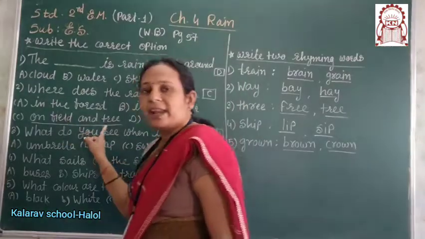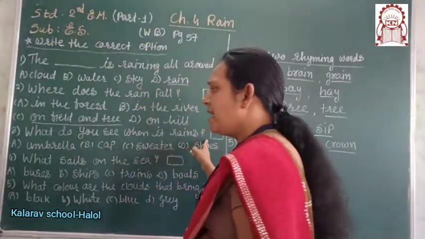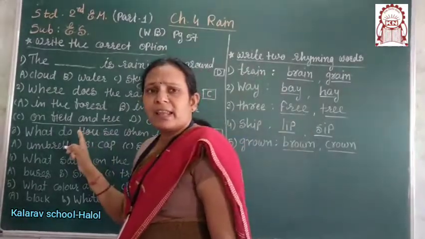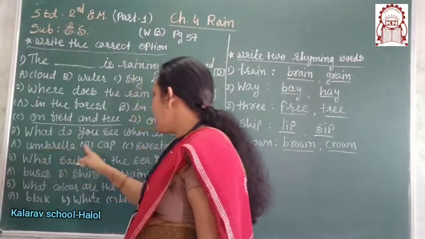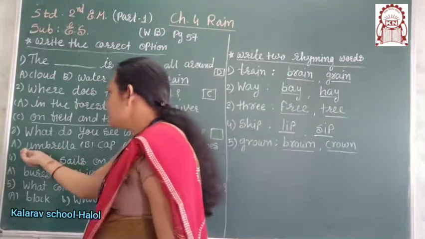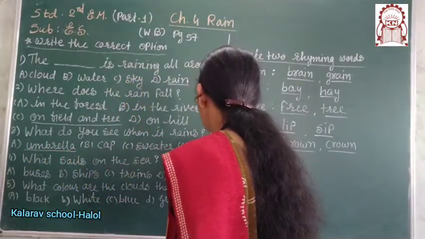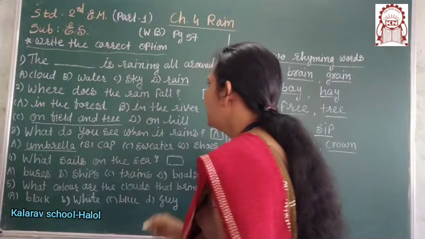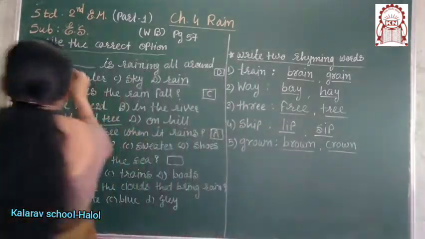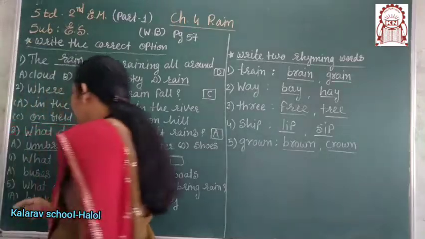Where does the rain fall? On the field and on the tree. What do you use when it rains? Umbrellas, cap, sweater, shoes. What do you use? Umbrellas. Now write down in the box also. It is the A. Here also write the rain. When there is a fill-in-the-blank text, then you also write the rain.